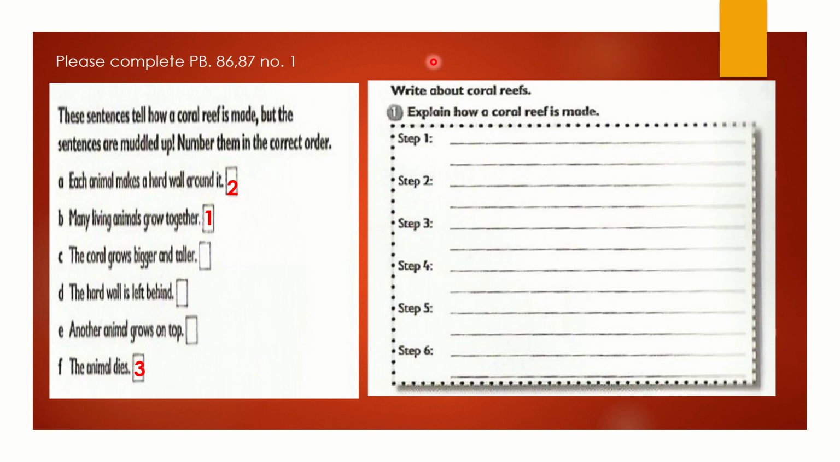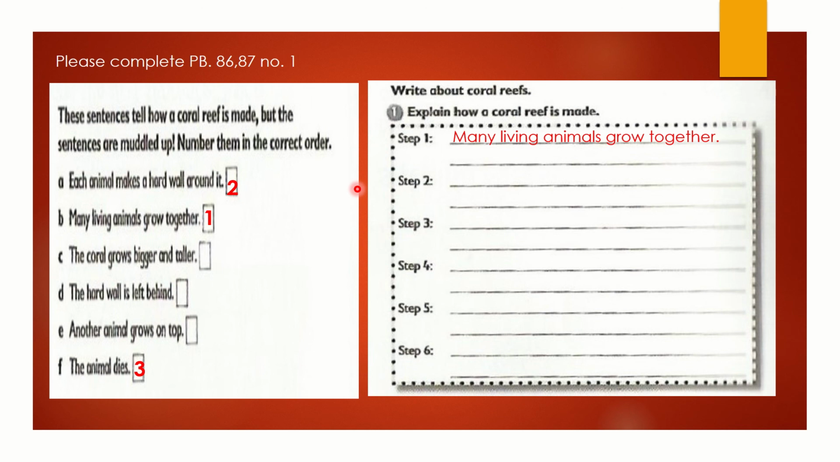Now, let's look at our writing. Write about a coral reef. Explain how a coral reef is made. Let's remember from this side what happens first. Step number 1 is many living animals grow together.